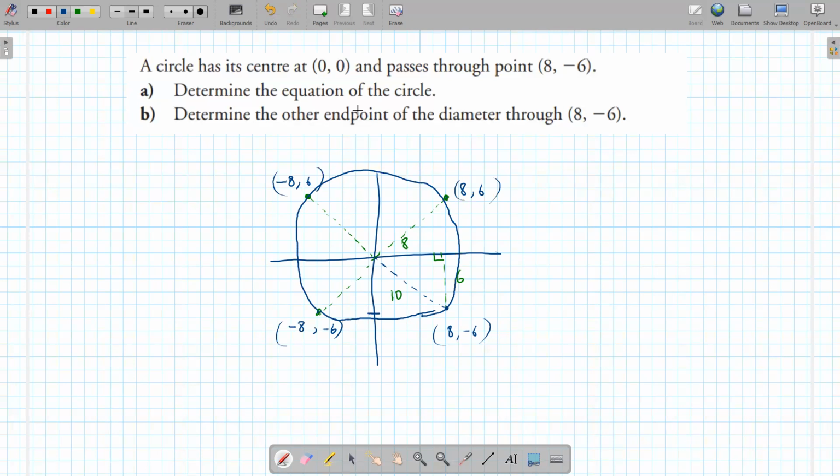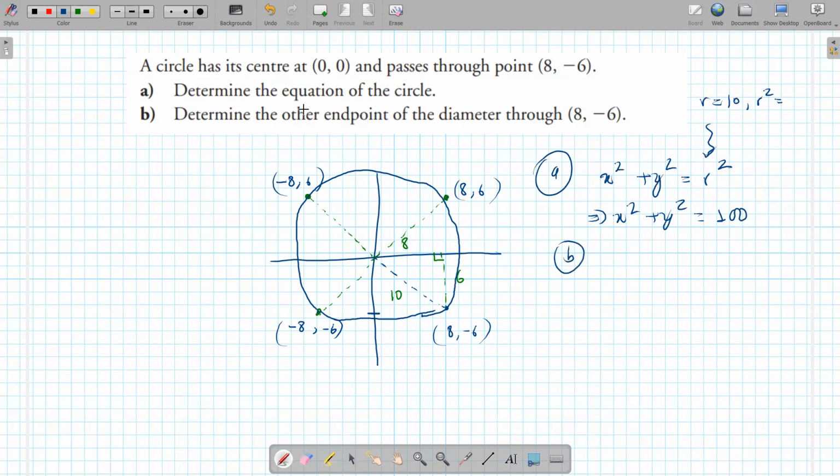Part B, wait, first question, it says determine the equation of the circle. We know it goes through 0, 0. So we're looking at this equation, x squared plus y squared equals r squared. So x squared and y squared don't change. What's r squared? Remember, r is 10. R means the radius. If r is 10, what's r squared? 100. So equals 100. That's going to be the final answer for part A.